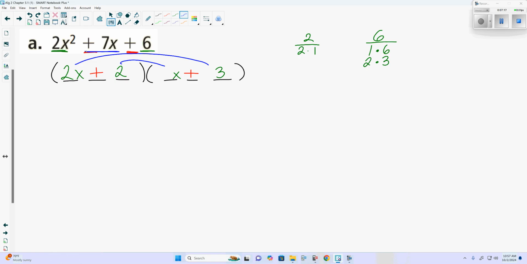2x times 3 is positive 6x. 2 times x is plus 2x. And 6x plus 2x is 8x. Is that the middle term we wanted?